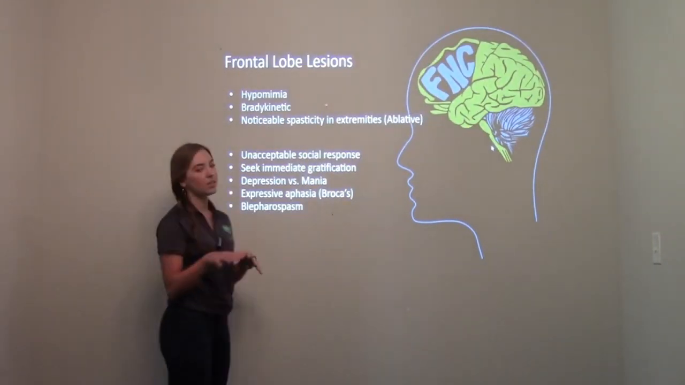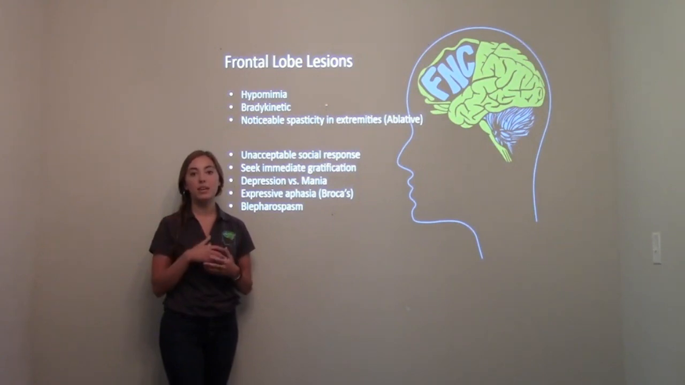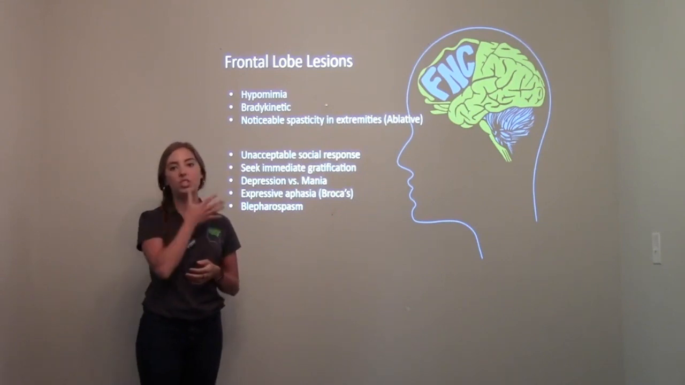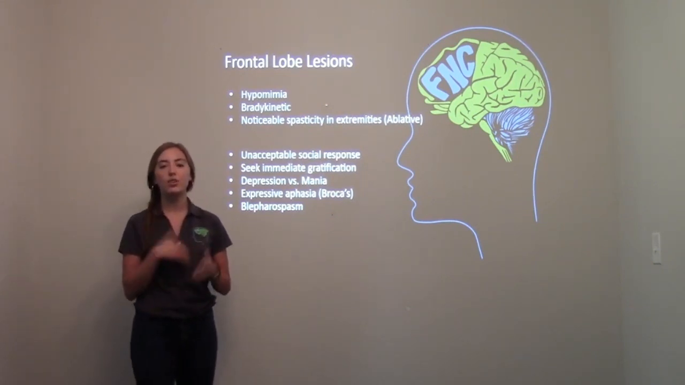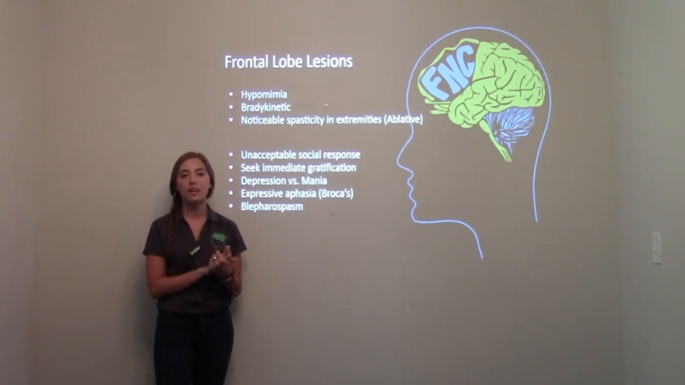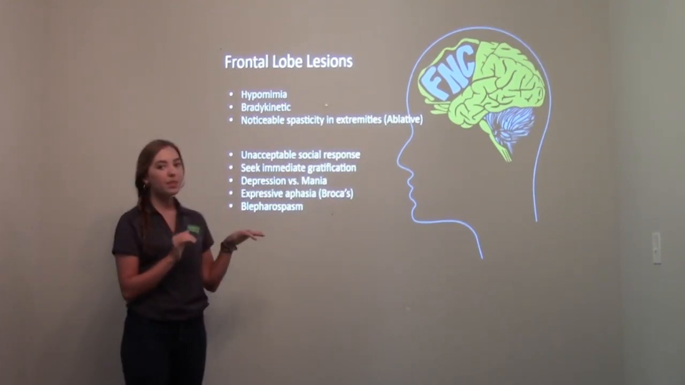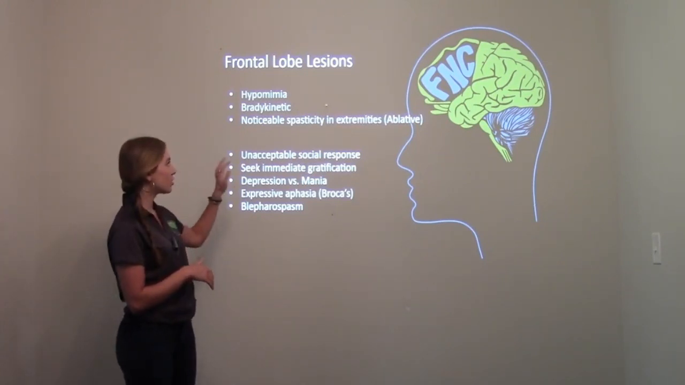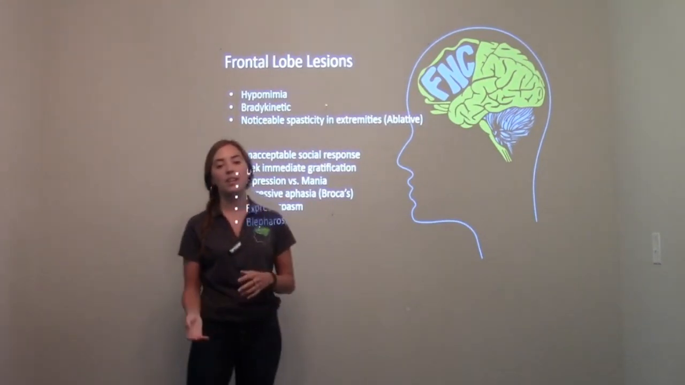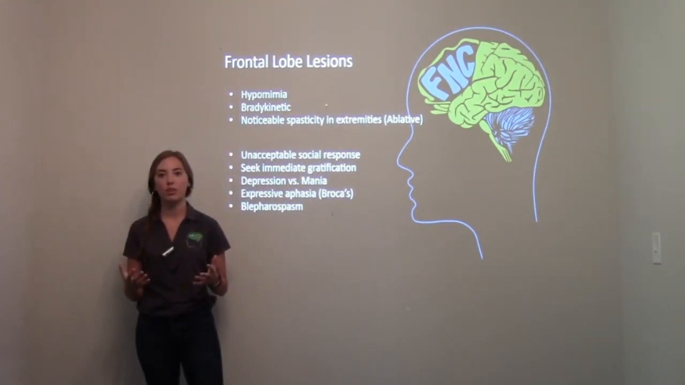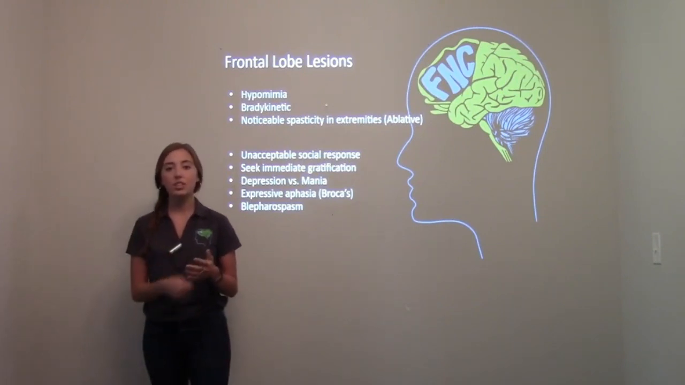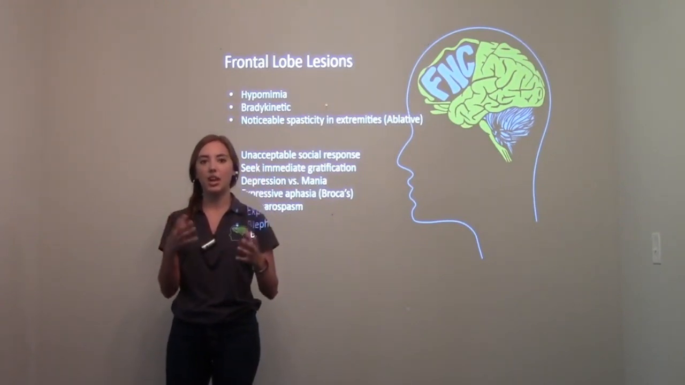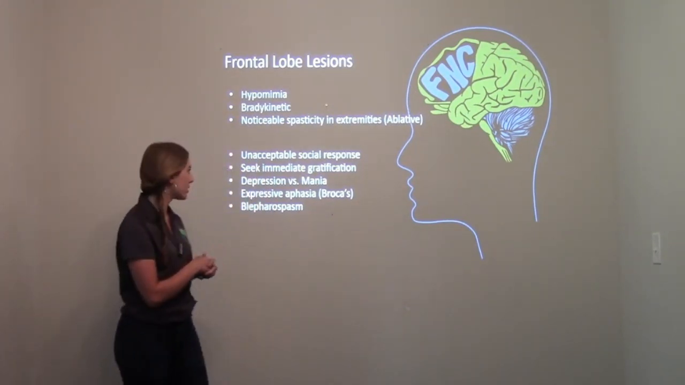So frontal lobe lesions, what are some things that can give us a clue that the frontal lobe might not be functioning very well? Hypomimia, which is that masked face, we see it a lot in neurodegenerative conditions such as Parkinson's, Alzheimer's, things like that. Bradykinetic, which is just really slow movements, as well as noticeable spasticity in the extremities. That's more of an ablative lesion. We can think of that as an upper motor neuron lesion. That's spasticity, such as getting your Babinski's reflex back because you don't have that inhibition coming from the frontal lobe to inhibit that primitive reflex.